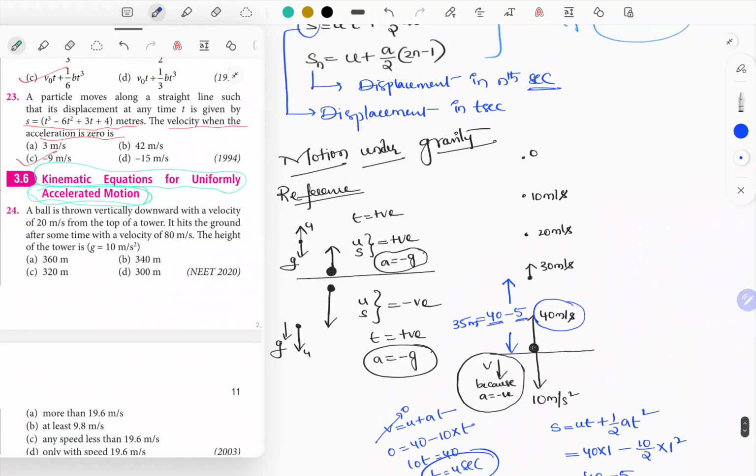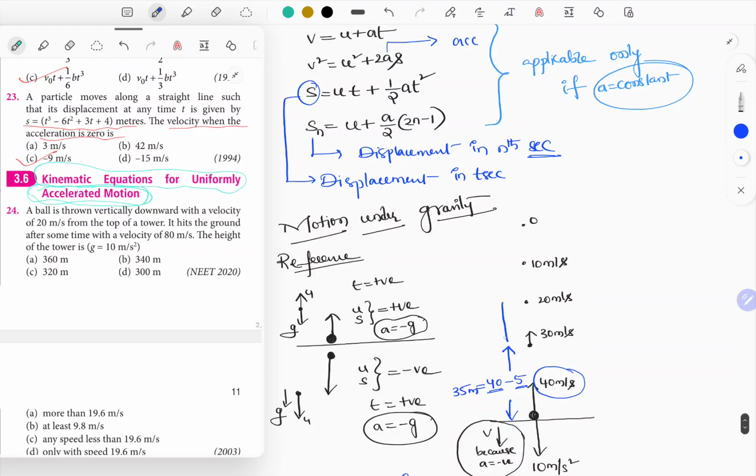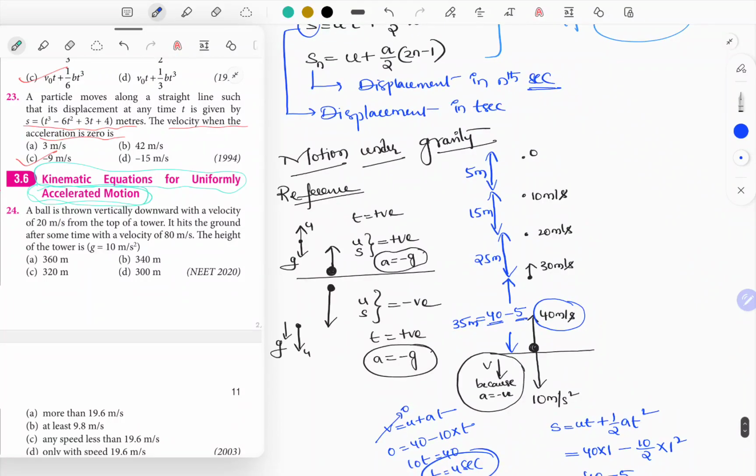Try to understand the approach. Next 1 second, what is going to be the distance covered? As velocity decreases compared to the first second, distance traveled also decreases. What is the decrease in velocity? 10. So the decrease in displacement of the object is also by 10. So the answer is going to be 25 meter. Next 1 second, it is going to be 15 meter. Next 1 second, it is going to be 5 meter. Super. This is the shortcut that you need to remember.